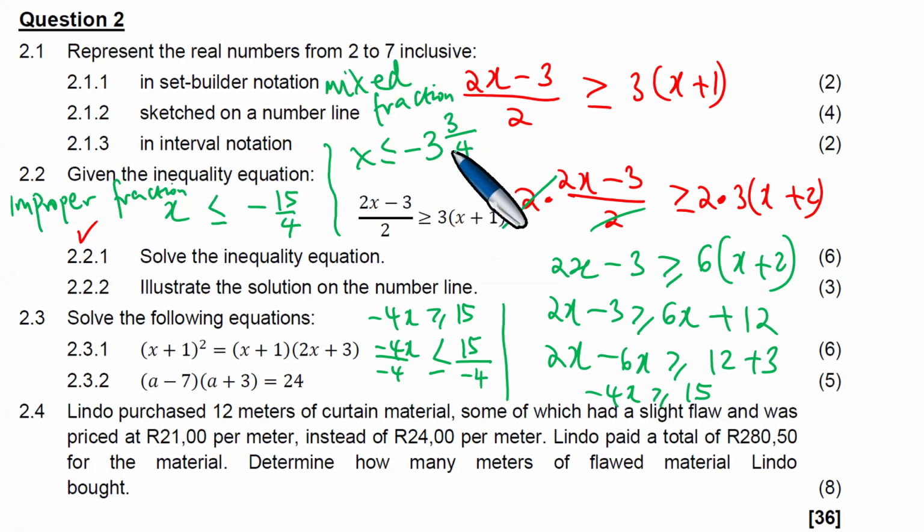How do we convert this one to this one? We multiply 3 times 4, which gives us 12. 12 plus 3, what is 12 plus 3? It's 15 out of 4. So we've been able to convert this mixed fraction back to what we call an improper fraction.